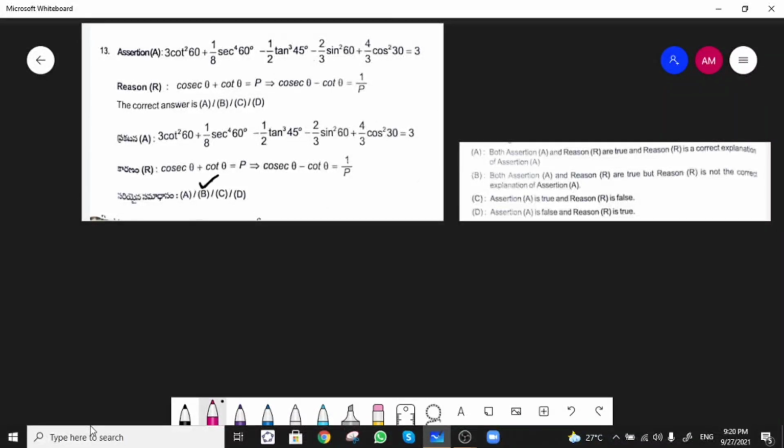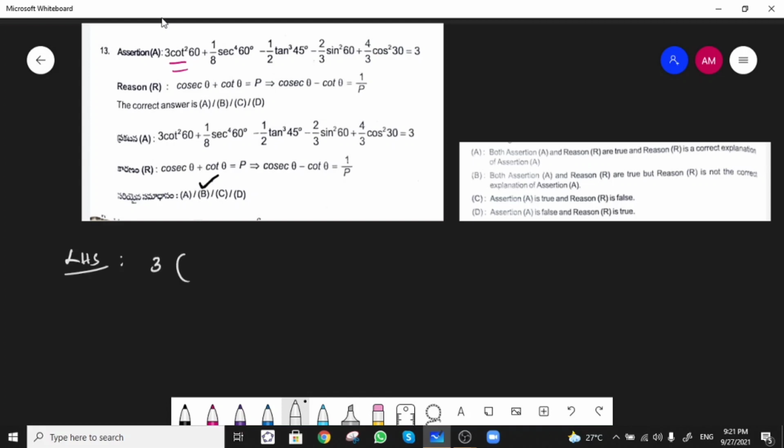Same model, given assertion and reason. What is the assertion? 3 into cot square 60 plus 1 by 8 into secant power 4 60 minus 1 by 2 tan cube 45 degrees minus 2 by 3 into sine squared 60 plus 4 by 3 into cos square 30 is equal to 3. Let us consider the left hand side of this equation.